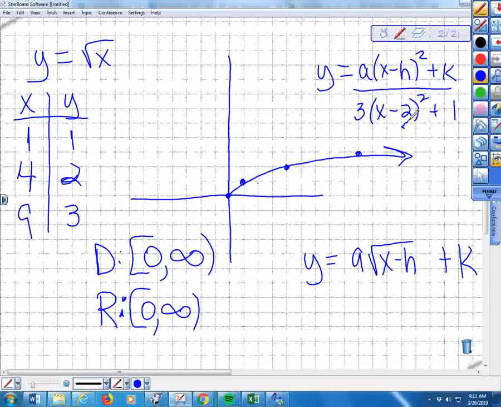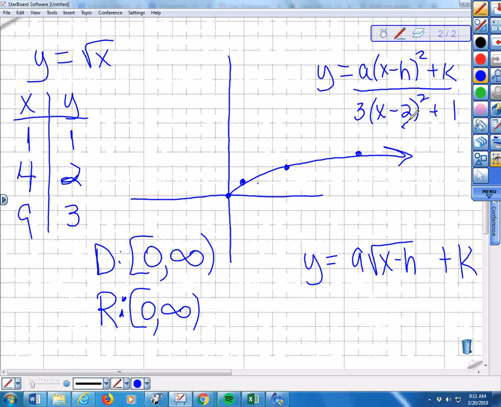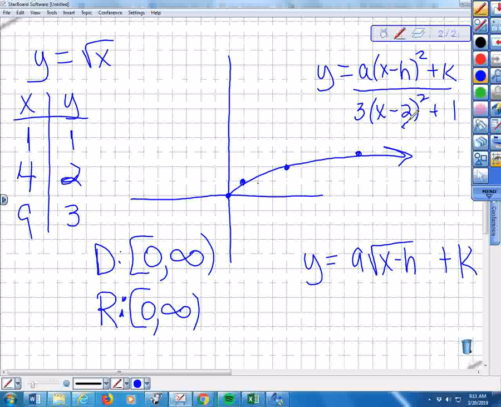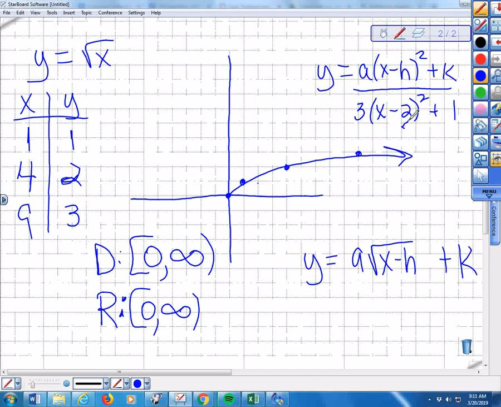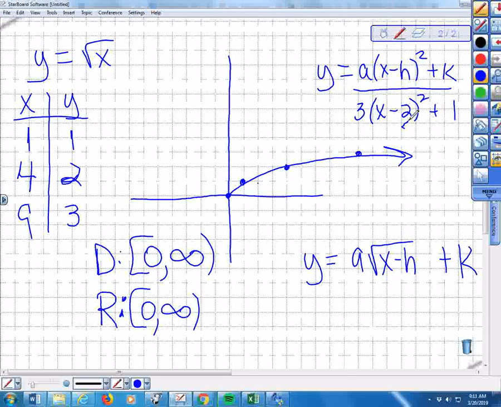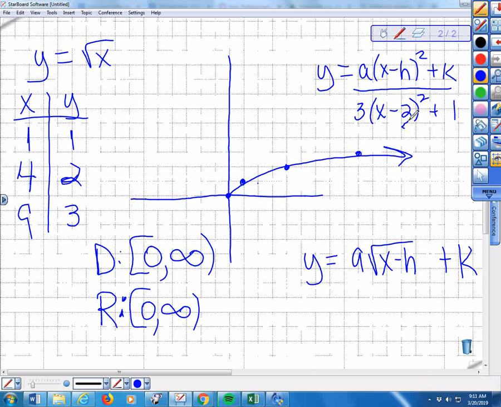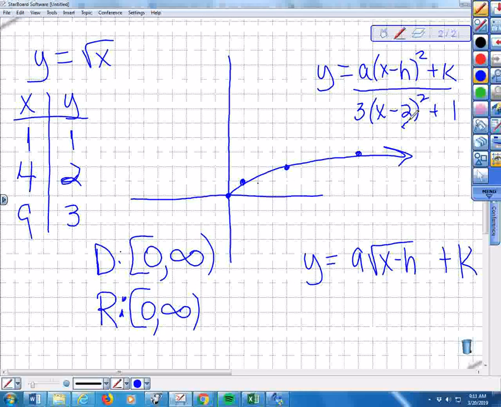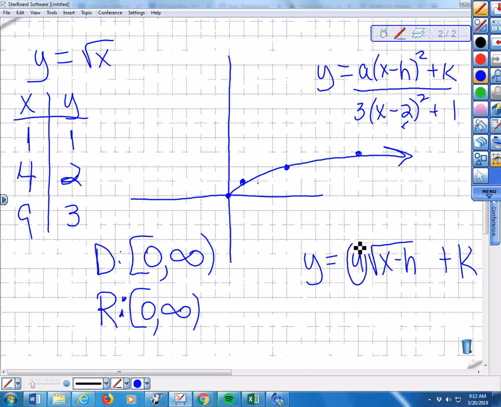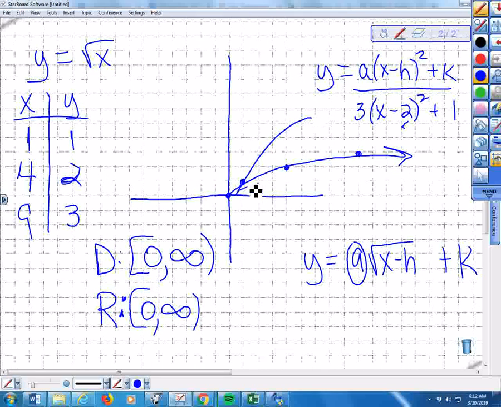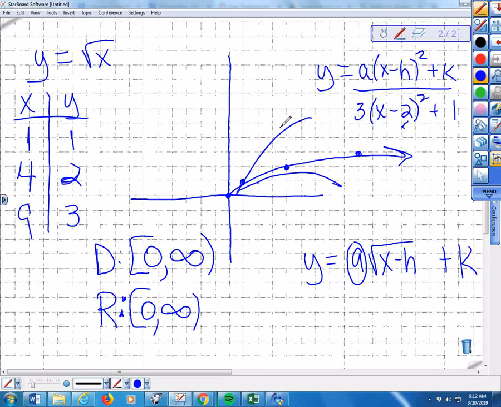And the 3 tells me the slope is going to be steeper, right? So it's going to stretch that graph up. If it's greater than 1, it stretches it up. If it's less than 1, it pushes it down. These rules that we learned with quadratics are the exact same on any function that you have, including square root functions. The a will tell me how fast, if the a is bigger than 1 or less than 1, it's going to have that impact on the graph.